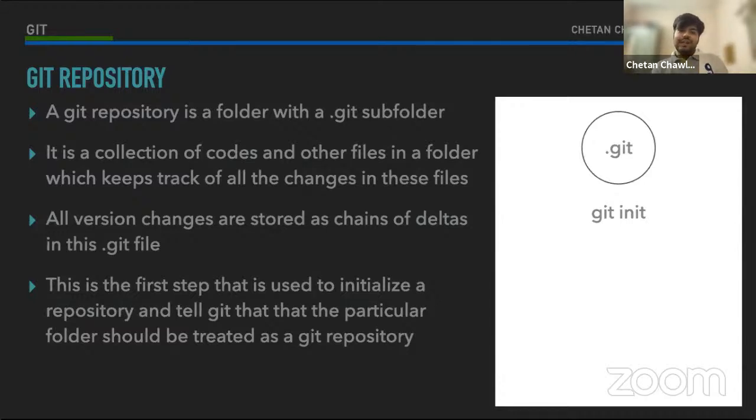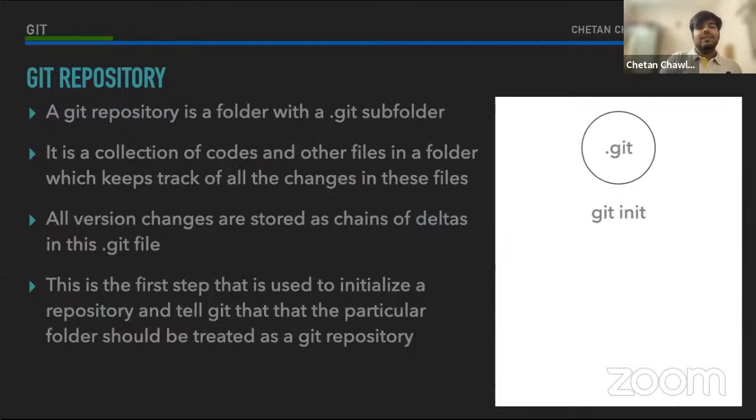So what this .git does is it tracks all the changes between the files that we want to track, and it maintains all the versions and does all the version controlling that we just talked about. So a repository is basically a collection of code and other files in a folder, and we can track all the changes that we want.